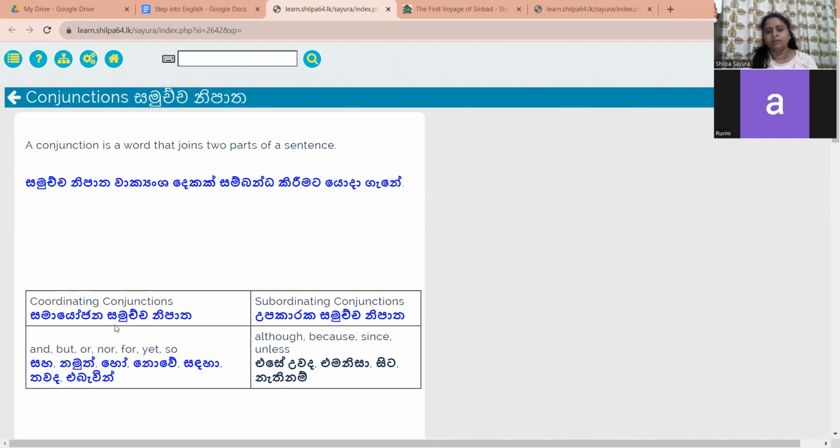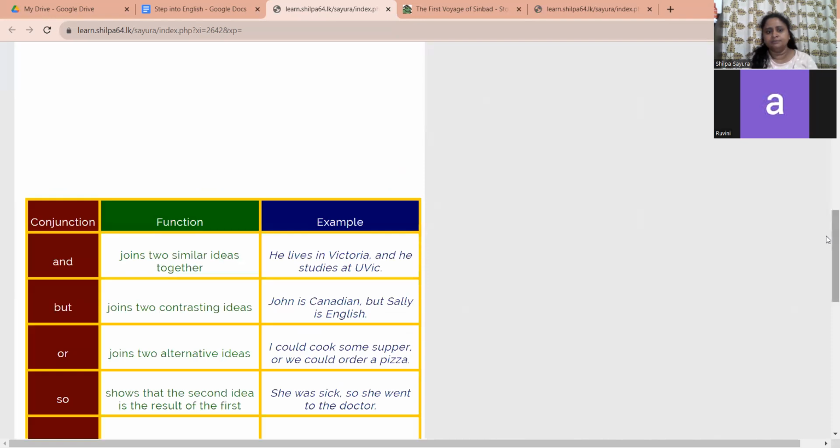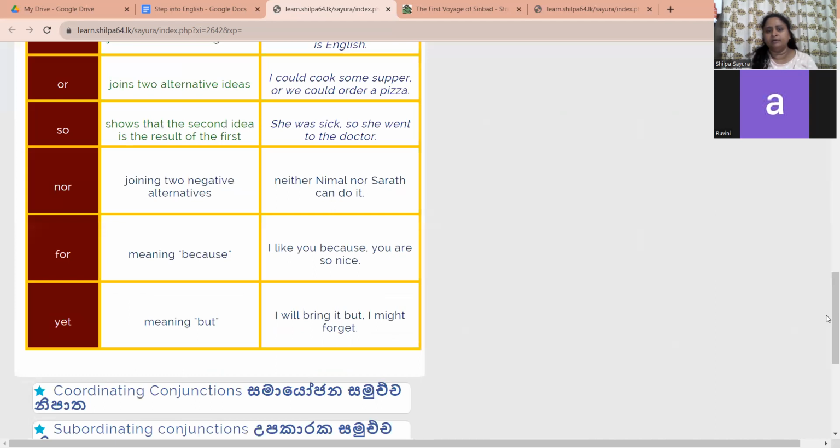Coordinating means it goes along with, like and, but, or, so. These are examples of coordinating conjunctions. That means they coordinate with the other part that they join together. Let's see a few examples. Here you see on the screen, and.